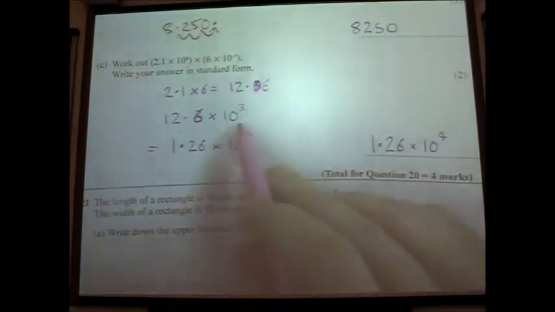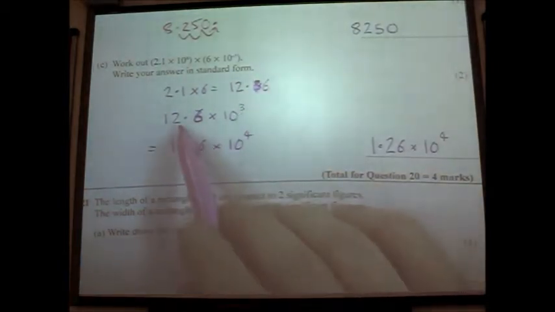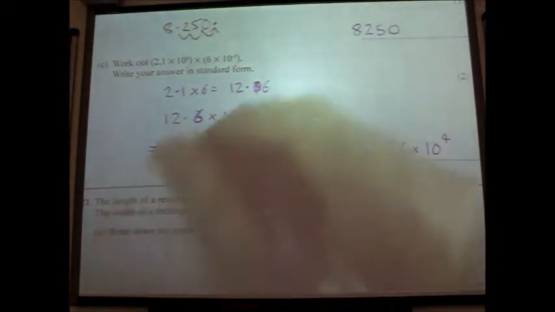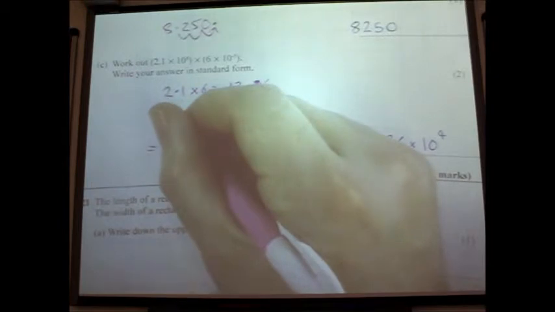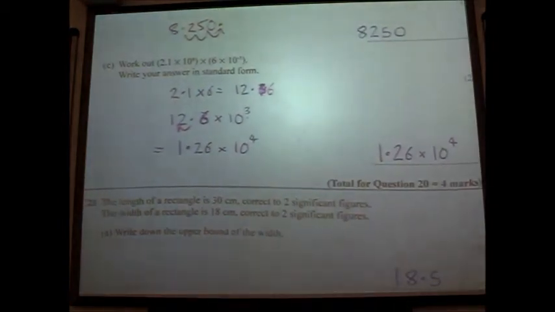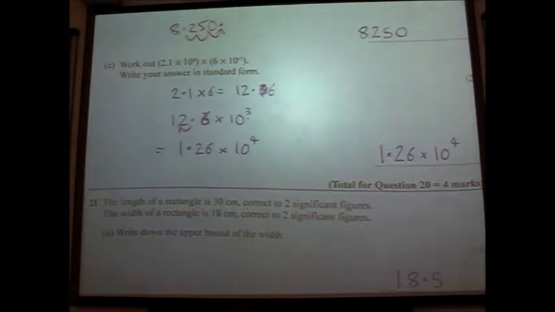12.6 times 10 to the minus 3. A number in index form must be between 1 and 9.9, so you've got to move the decimal point 1 space that way, which gives you 1.26 times 10 to the power 4. That's how you get that. Okay, bounds is the next one.